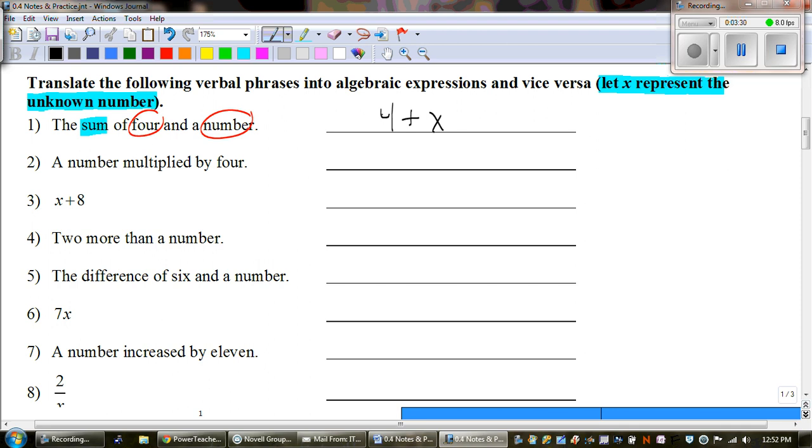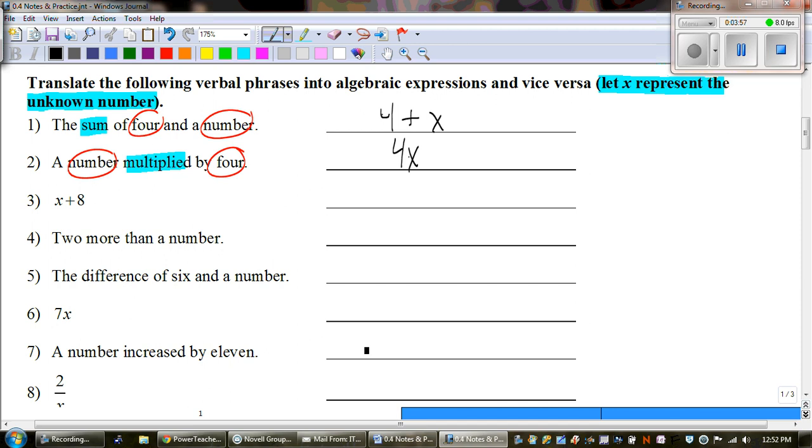What about 2? A number multiplied by 4. So we've got a number multiplied by 4. So would we write x times 4? No, because that looks silly. We wouldn't write that. Okay. When we're talking about a number or variable being multiplied, we always put the number first. So it looks like this, 4x.